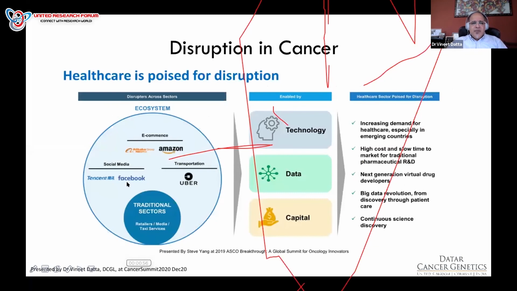This was something interesting that I heard last year from Steve Yang at the ASCO Breakthrough meeting, which I think really encapsulates where we're moving to now in terms of disruption. And clearly disruption is setting in within cancer. I think that's the only way we're going to move forward. We've seen a significant amount of that in the last couple of years, with new technologies, new diagnostics, and new therapy agents coming through. And clearly technology combined with data, and somebody has to fund that. That study is really looking at how we will move forward in that pathway.